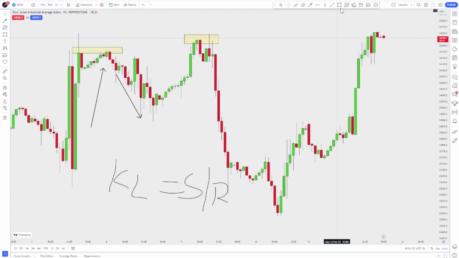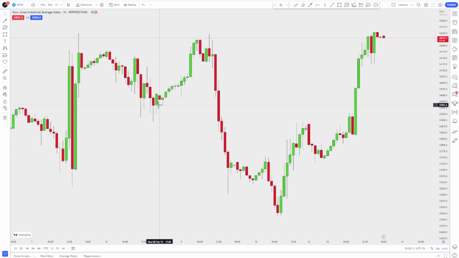And then obviously on the flip side, support is where price was heading downwards and then it bounced, heading all the way upwards. So it's where there is a major change in direction. Just keep that in mind, where there is a major change in direction. So once you are able to identify support and resistance, how then should you implement it in your trading?